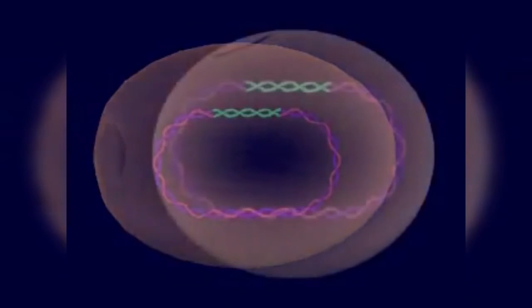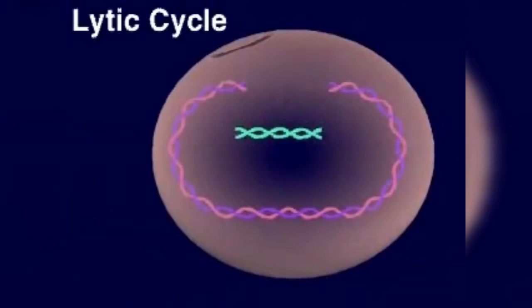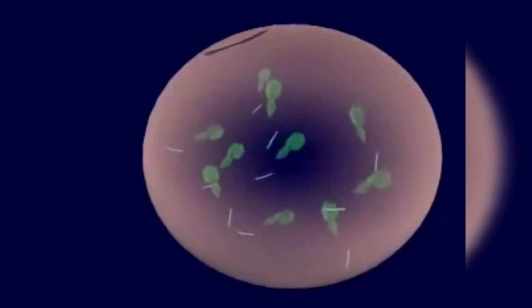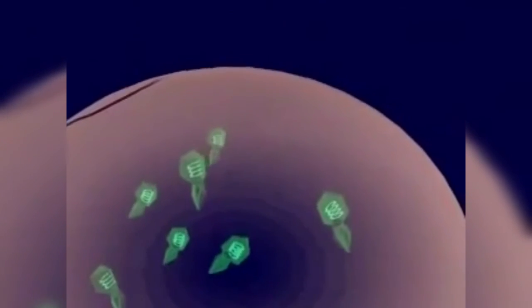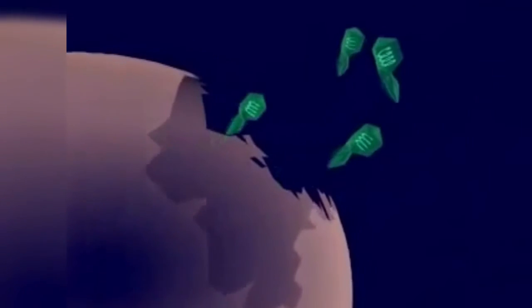At any time, a provirus may leave the host chromosome and enter a lytic cycle. When this happens, the host cell's DNA is broken down, and new virus parts are produced and assembled. Eventually, the cell ruptures, and new virus particles are released.